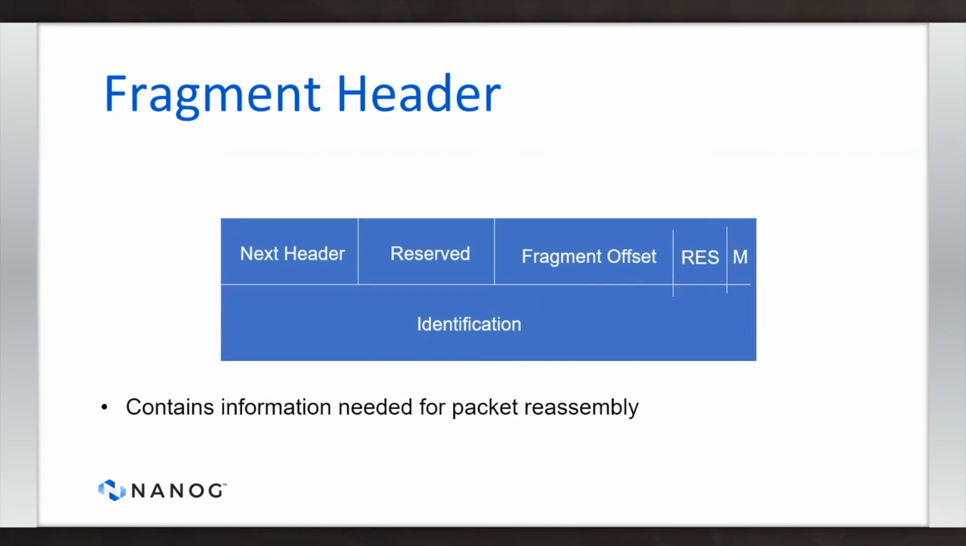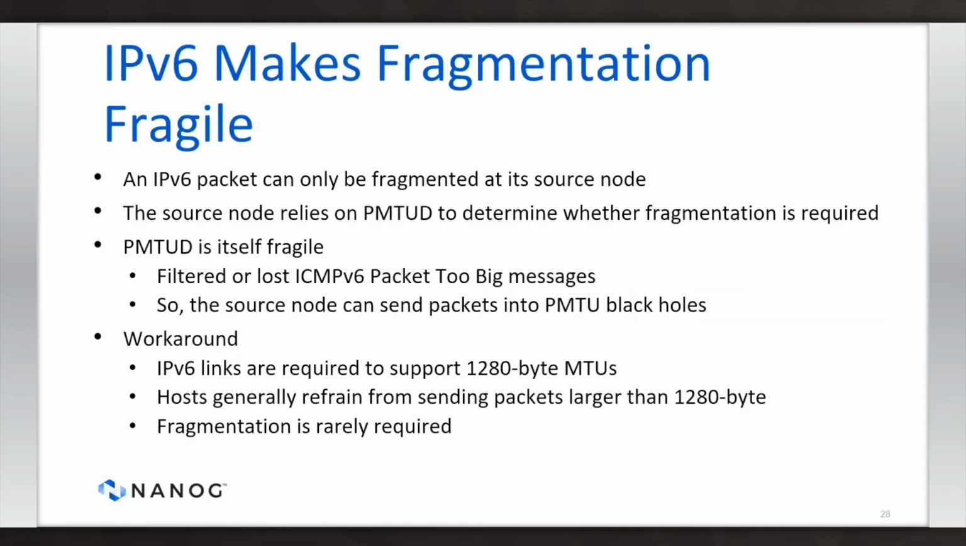Next, we have a fragment header, and you'll recognize the fields in this. They are the fields that used to be in the base IPv4 header that were required for packet reassembly. Now, we have some bad news about fragmentation. IPv6 makes fragmentation a little more fragile than IPv4. In IPv4, we had a DF bit that told you whether or not downstream nodes could fragment the packet. So if a packet left the source too large to be sent without fragmentation, it might be fragmented downstream if the DF bit was 0.